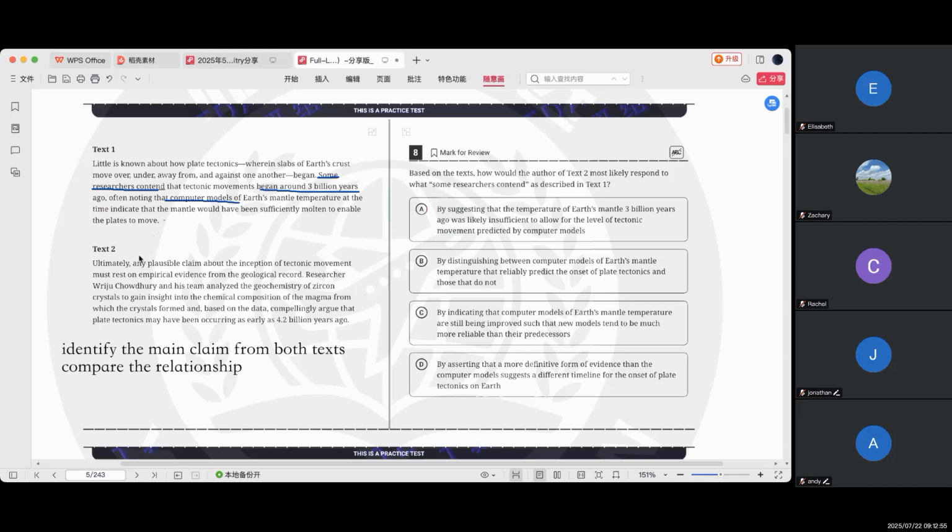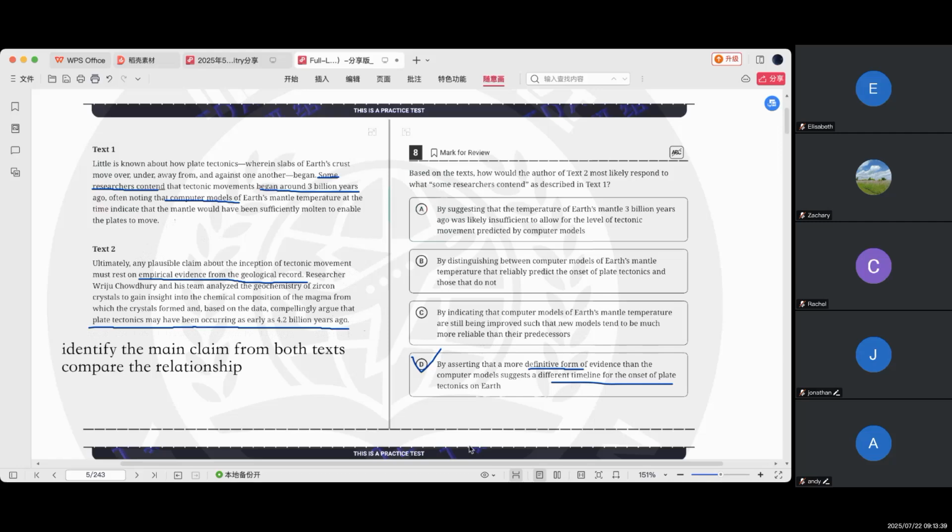And then it's very clear that text 2 is against the use of computer models, because it mentions in the first sentence that any possible claim about the inception of tectonic movement must rest on empirical evidence from the geological record rather than computer simulation. And then it moves on to talk about how those researchers make use of the geological data and find more compelling evidence that supports plate tectonics having occurred as early as 4.2 billion years ago. So that's why there's a more definitive form of evidence, suggesting a different timeline.